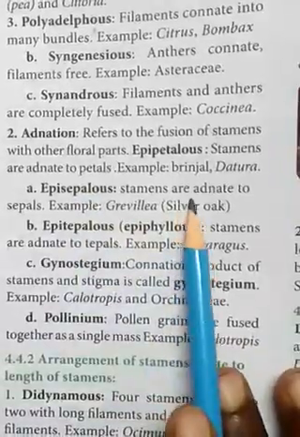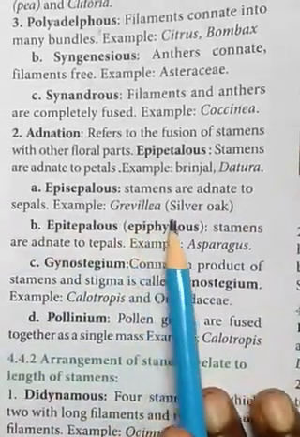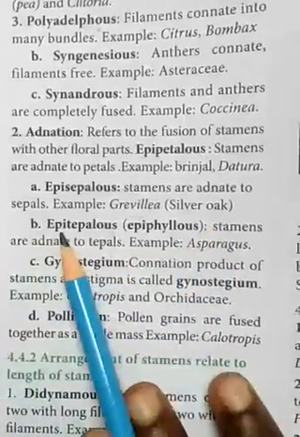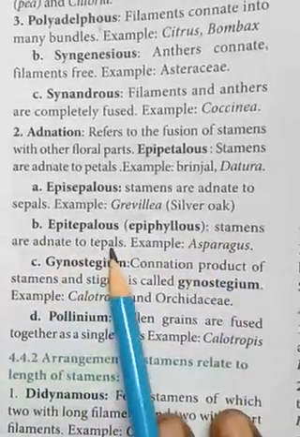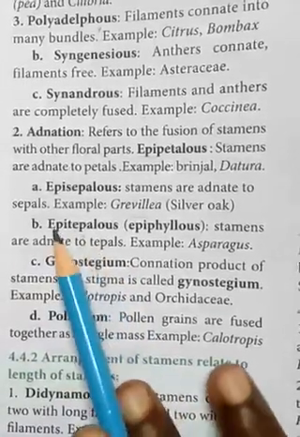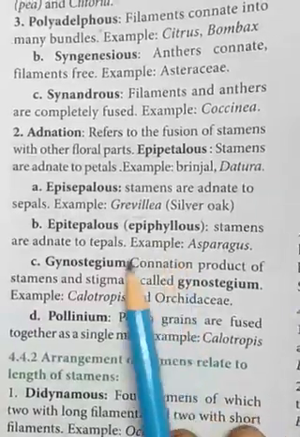Episepals, stamens are adnate to the sepals. Example Grevillea, silver oak. Epitepals, when the stamens are adnate to the tepals, when the stamens are attached to the tepals, we call it as epitepals, or we call it as epiphyllus.